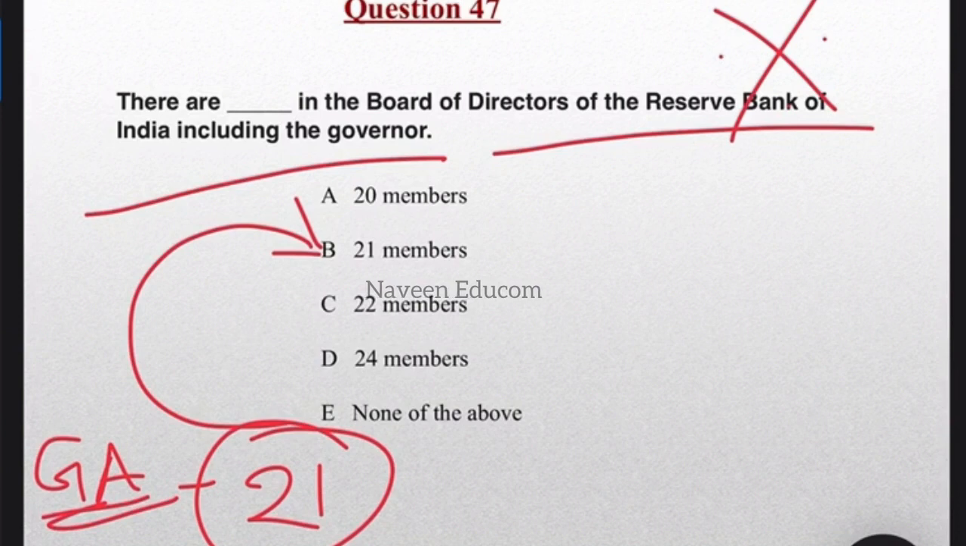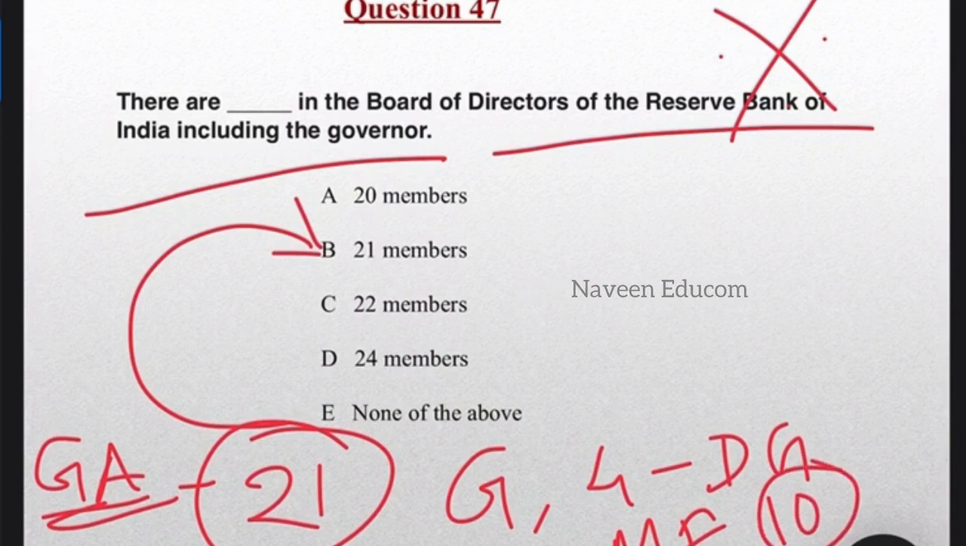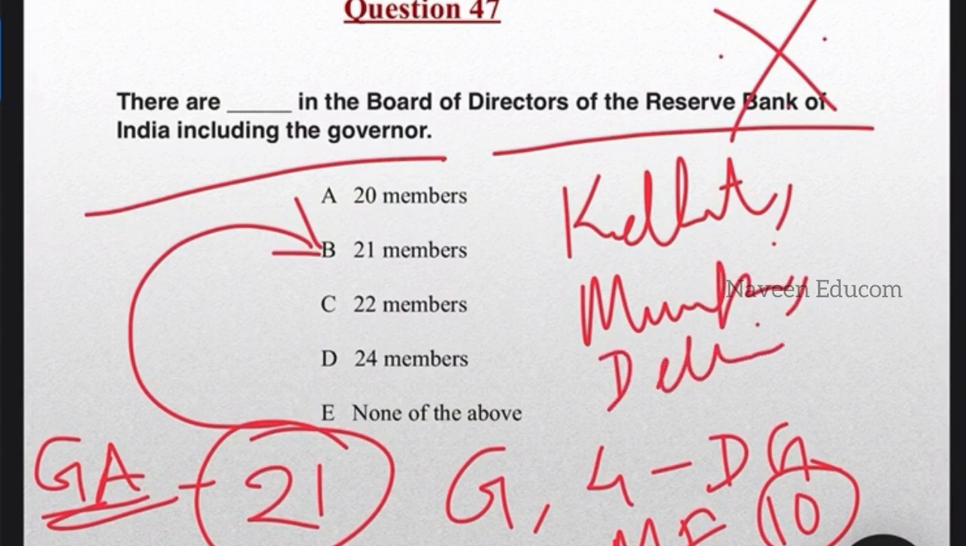Okay, but you have to know additional knowledge regarding each of this section. So this 21 member board of directors comprises a governor, four deputy governors, that is, I have represented it here as DG, and two representatives from the Ministry of Finance, MF. Okay, and 10 government nominated directors representing various elements of the Indian economy, and 4 directors representing the 4 local boards of the bank situated in Kolkata, Mumbai, Delhi and Chennai.